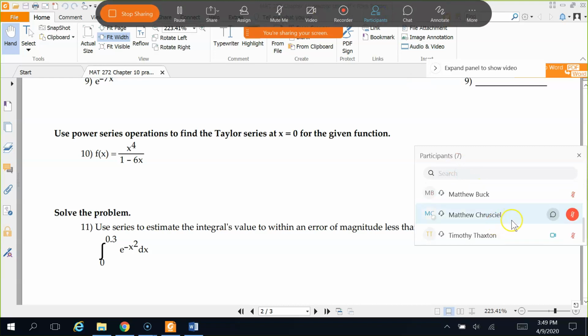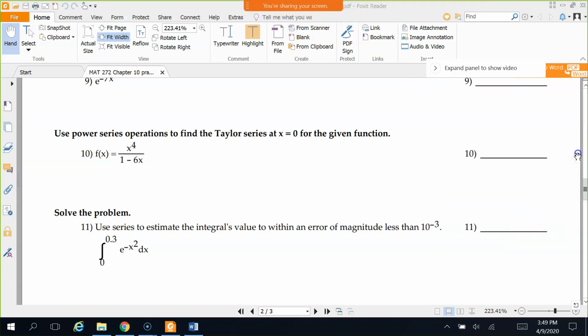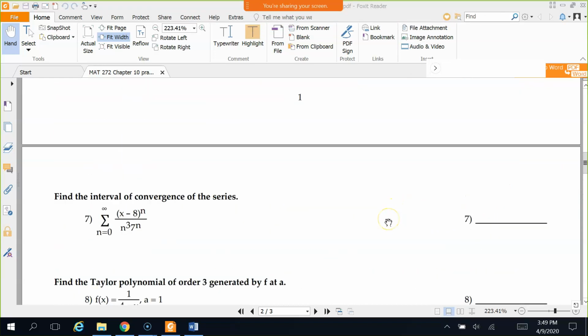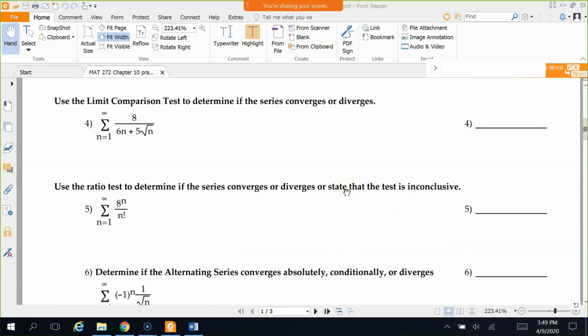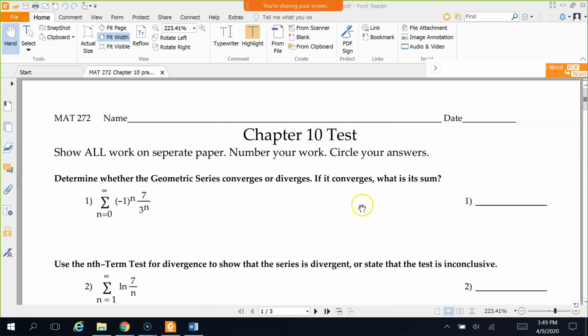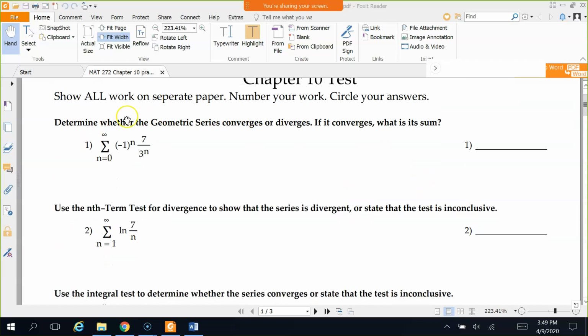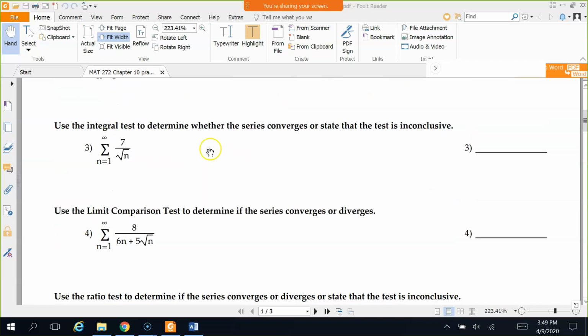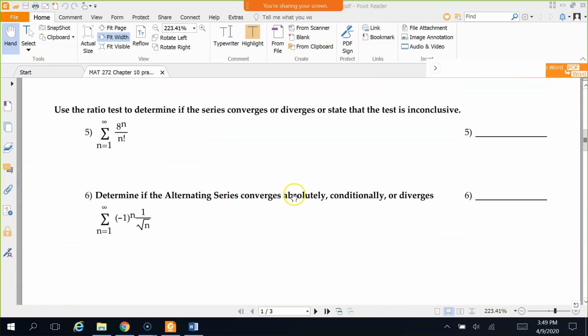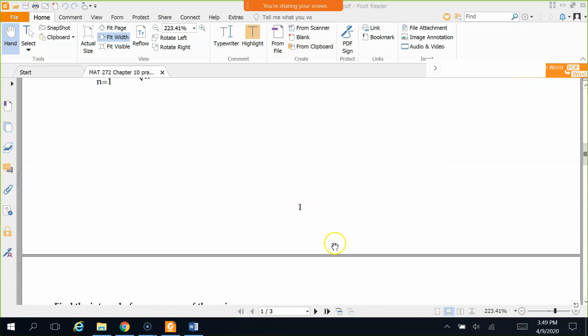So is that all right? Does that make sense? Are there any other questions that you guys want to look at from these series and sequences before the test? Do we all feel okay about all these other tests: the geometric series, nth term, integral test, comparison test, ratio test, alternating series test?